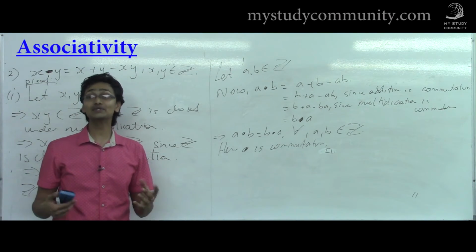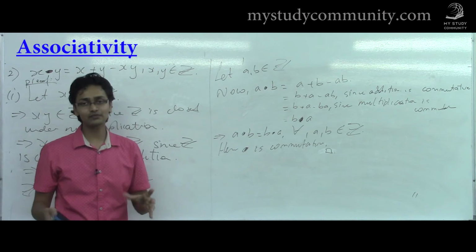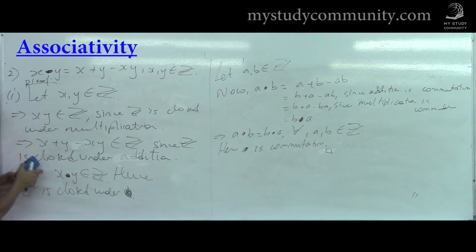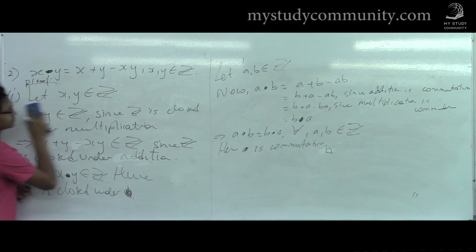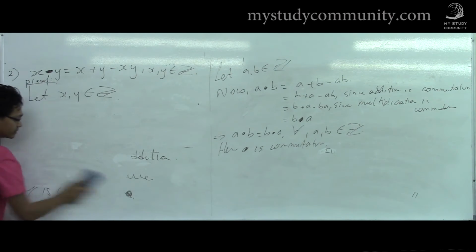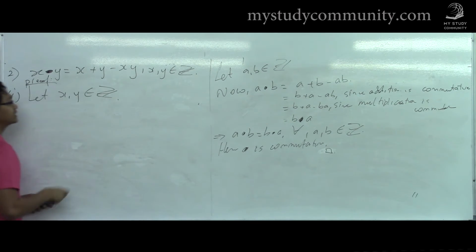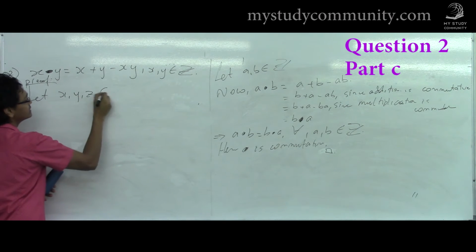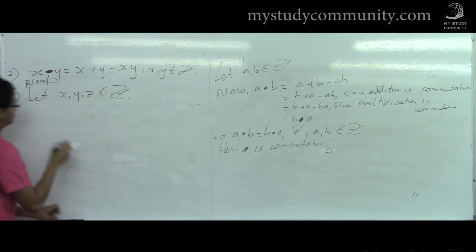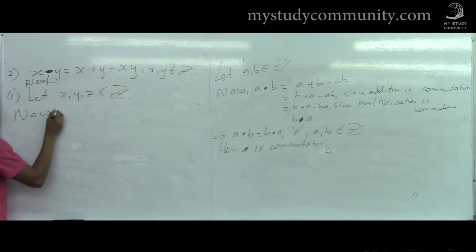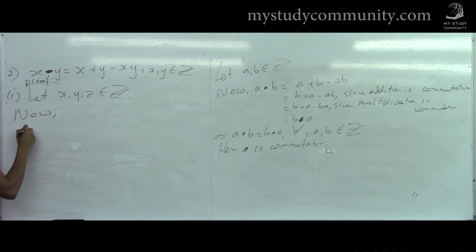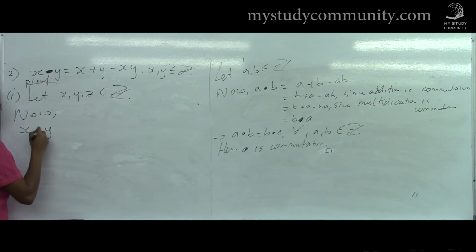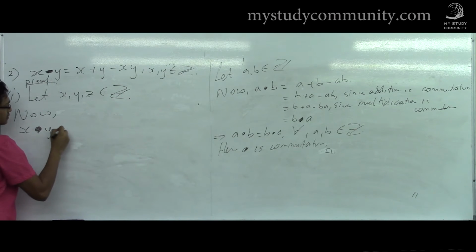Right, so now we're going to associativity. Generally, same format. What do we need to do now? We need to take three elements. So we need to take X, Y, and a third element, Z in Z. Remember, we want to start with the order of the brackets and then show that it doesn't really matter. So X circle Y, circle Z.